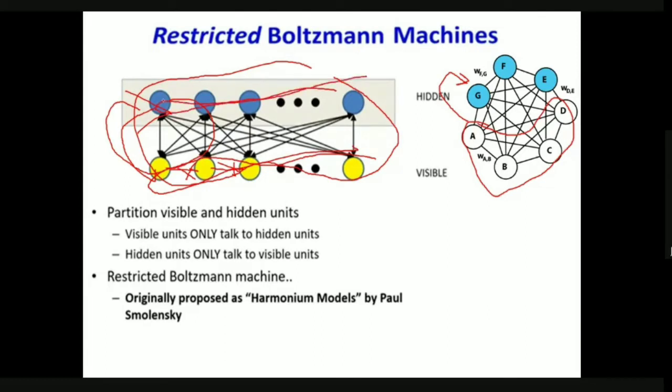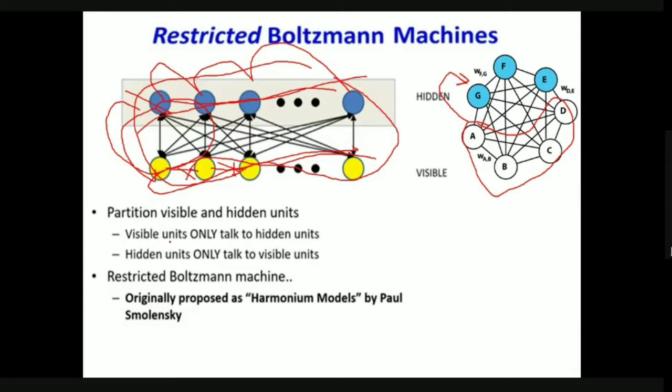That is, this hidden neuron one is not connected to any other hidden neurons. But if you compare this with the general Boltzmann machine, there all the hidden neurons are connected to all the other hidden neurons and to all the visible neurons, and all the visible neurons are connected to all the hidden neurons and all the visible neurons. This is the actual difference between the Boltzmann machine and the restricted Boltzmann machine.